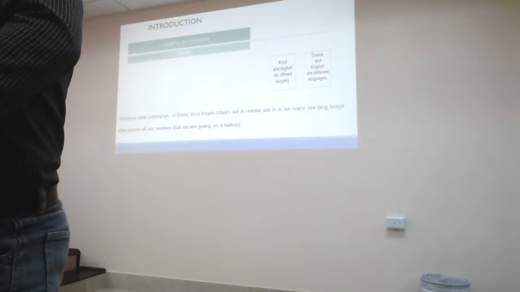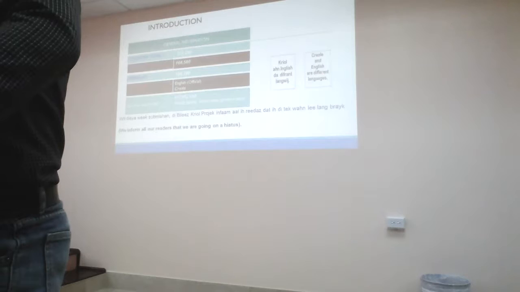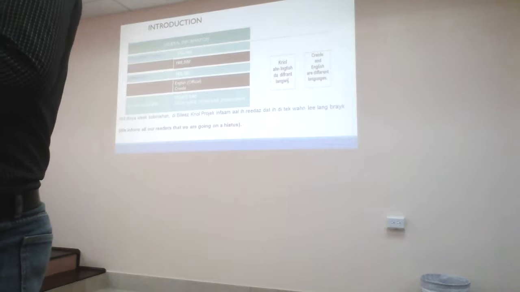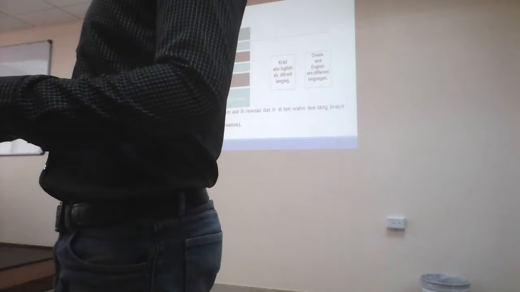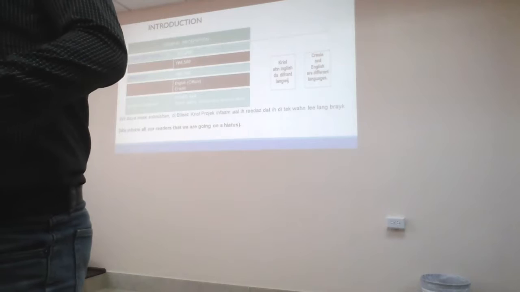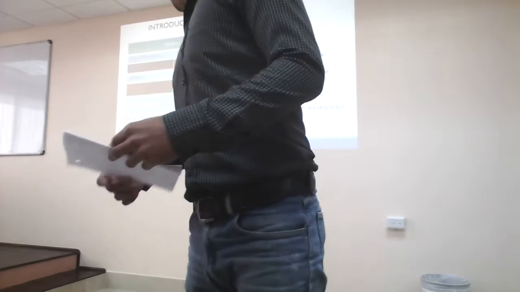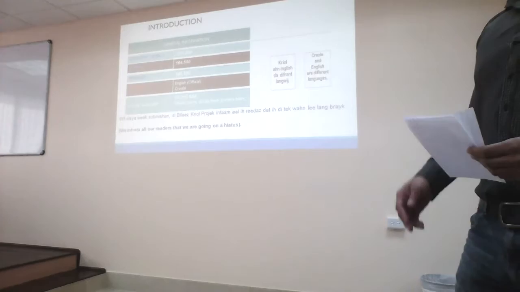Okay, in Belize, people speak three languages: Spanish, English, and Creole. Creole is the language spoken by the Creole people. It is considered a dialect, but they think it is their own language because it has special grammar and spelling rules. Here we have an example of how to write and pronounce this language. On the left we have Creole and English, which are different languages.